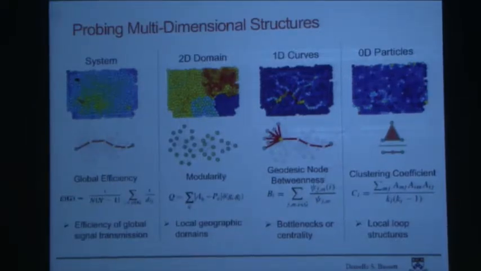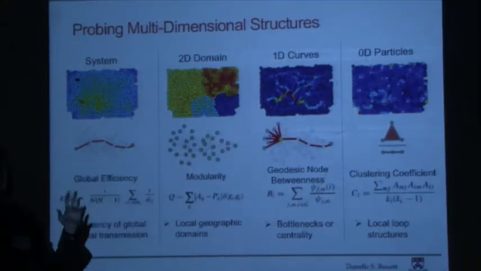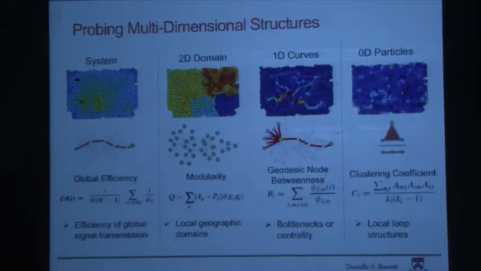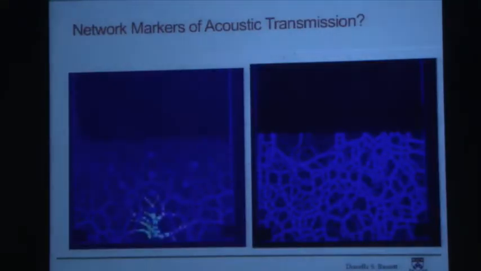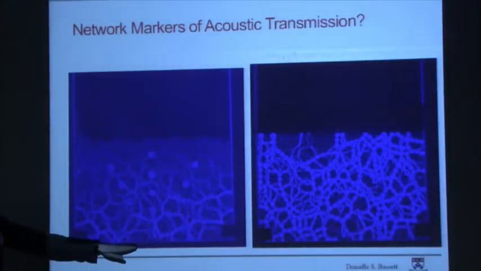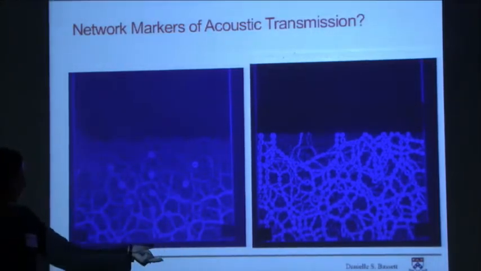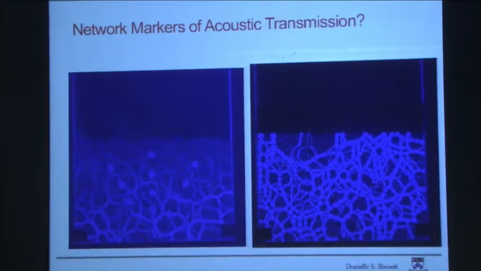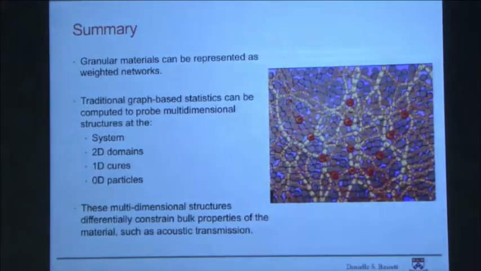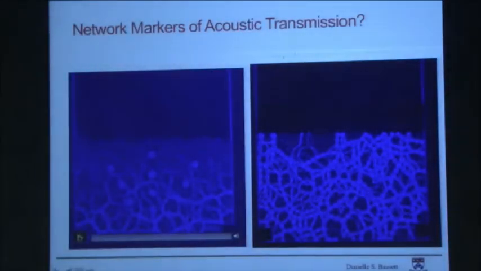So we thought that this was interesting because we can use these traditional network statistics to quantify a couple different dimensions or scales of structure inside of the network. And then the question is, could we use this to understand bulk properties of the material? We have some experiments from Karen Daniels where she has these particles in the two-dimensional space, and then she uses a driver to input an acoustic signal at the bottom of the packing. I'm just going to play it for you one more time so that you can see that structure again.